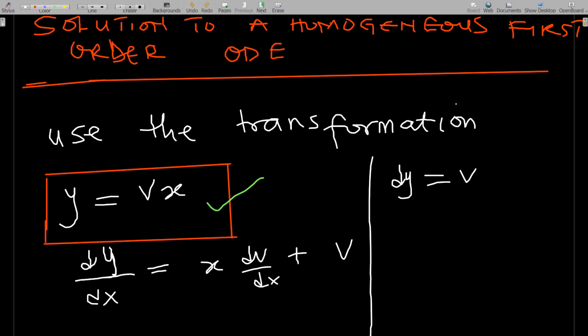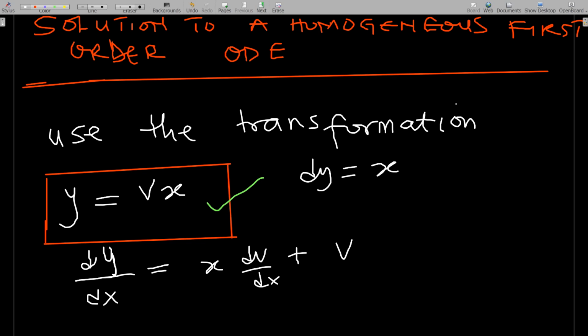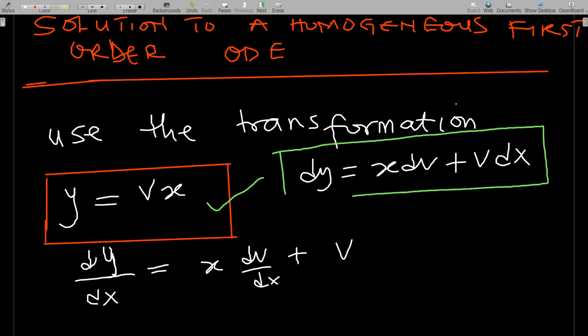v dx plus x dv. Let me rewrite it again for you, in case you can't see. So dy is always equal to x dv plus v dx. So these are the two transformations you use. You state that y is equal to vx, then after that, write that dy equals x dv plus v dx. And I've shown you how to get that dy. I hope you get this.